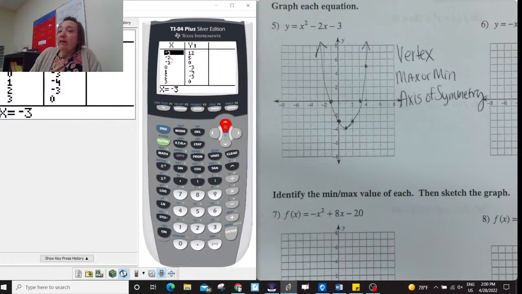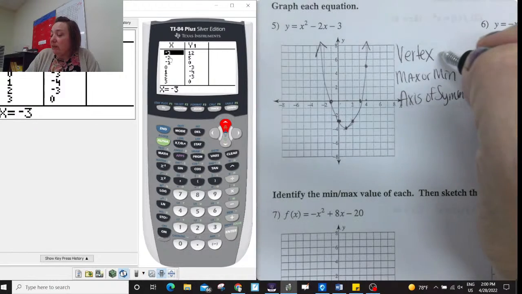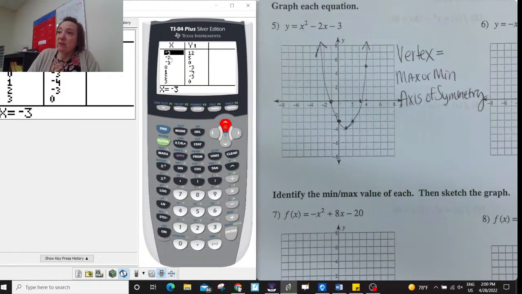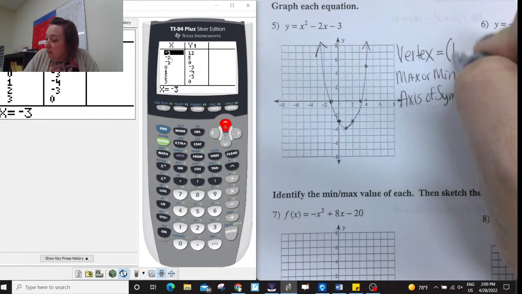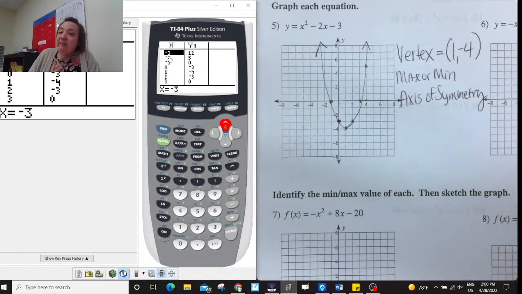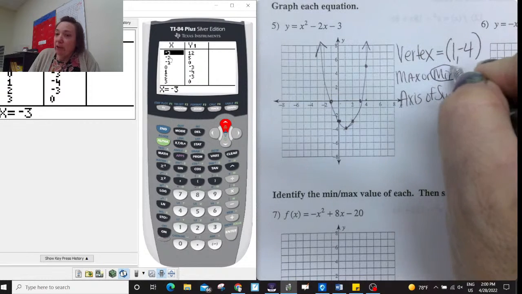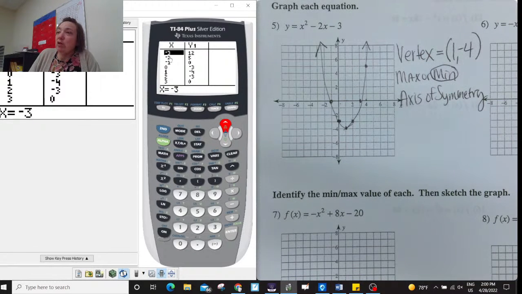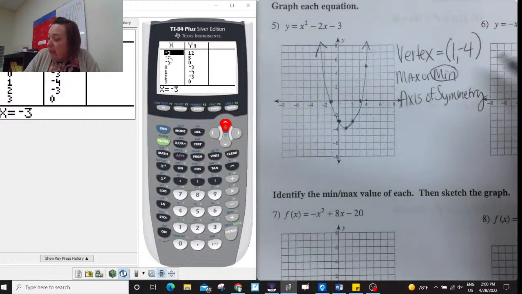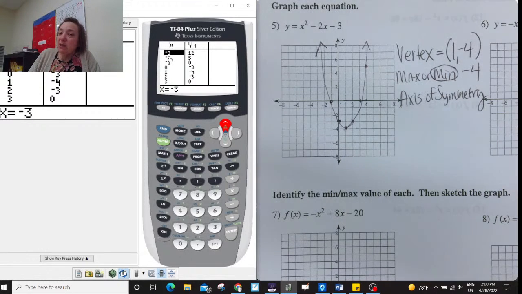Oh. Okay, so now that we've got this graph, we're going to identify our vertex. So what is the vertex of this graph? 1, -4. All right? That's our vertex. Does it have a maximum or a minimum? Minimum. What is our minimum value? So remember, that's our Y value. -4.